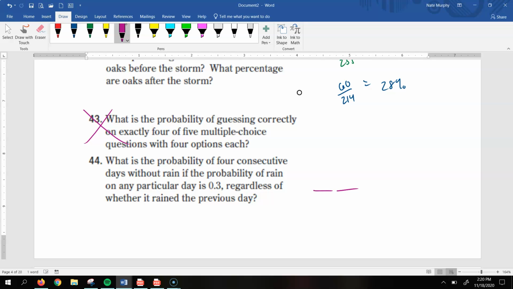All right, so we're going to have 4 consecutive days without rain. Now, the probability of rain is 0.3, so if we have a 30% chance of rain, that means we have a 70% chance of no rain on each day. So we'd have 0.7 times 0.7 times 0.7 times 0.7, or 0.7 to the 4th power. And if you do that, you get 0.2401, or we could say 24% if we wanted to write it as a percent. But that's how you do number 44.